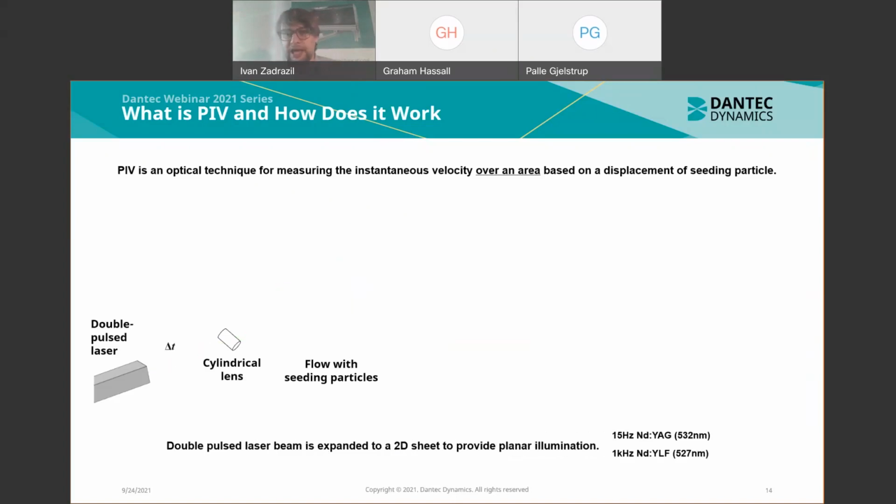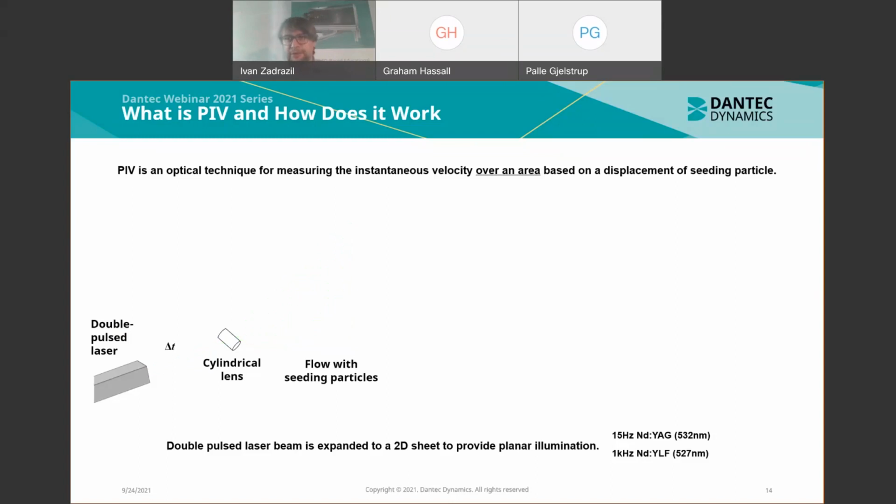Typically with standard PIV systems, we use double pulsed lasers, and the laser beam is expanded to a 2D sheet to provide planar illumination, as you can hopefully see on the animation, which shows a double pulsed laser. And the 2 pulses will give us delta t, which is the time needed to calculate velocity later on.